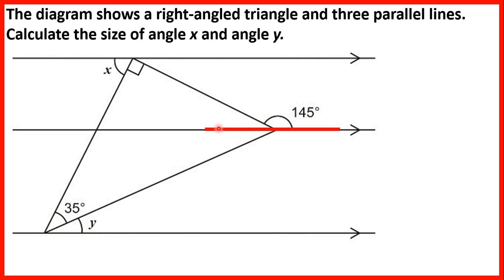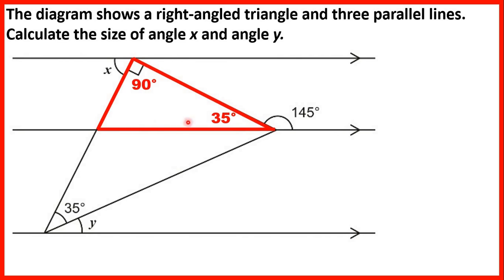So we can see that this is a straight line, and we know that angles on a straight line have to add up to 180 degrees. So this angle here must be 35 degrees, because 180 minus 145 is 35. Now we have a square in the corner here, so we know that that's a right angle, so 90 degrees.